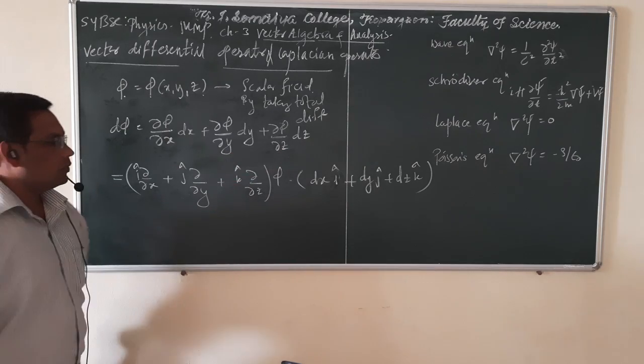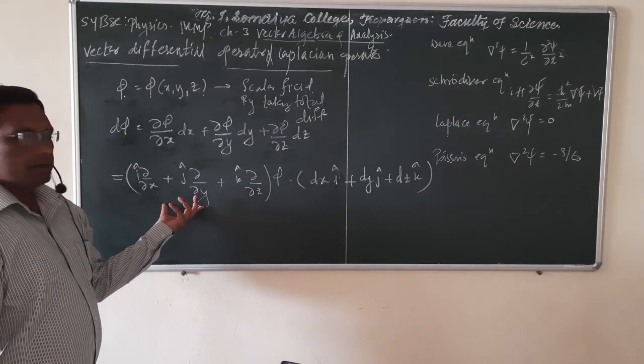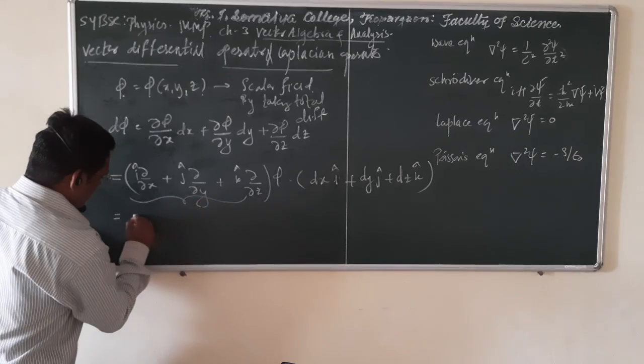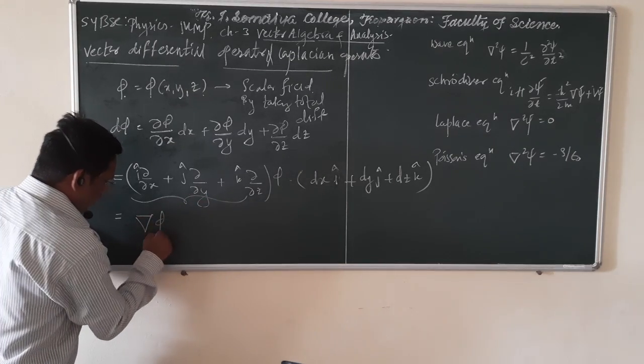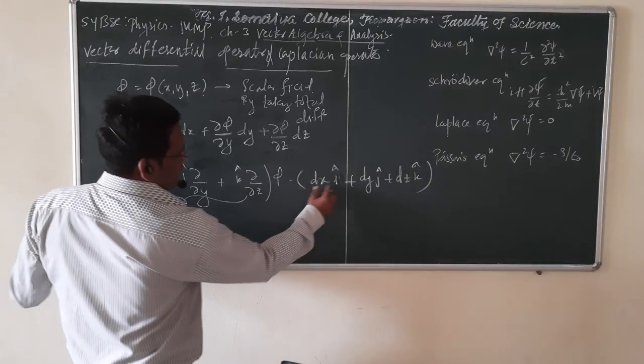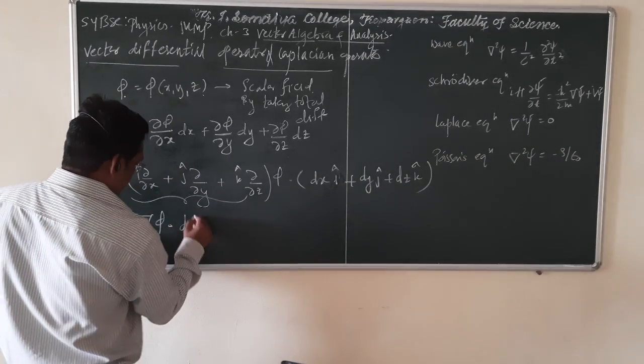Now we can write this term as the gradient of phi, and this term, dx i cap and so on, as the vector dr.